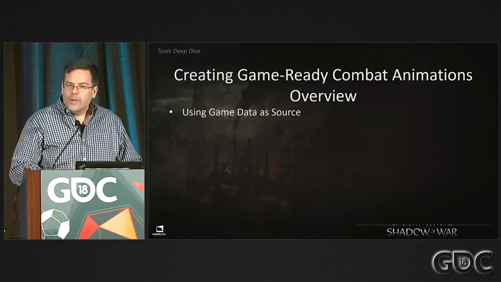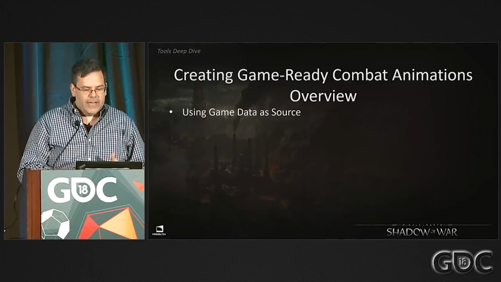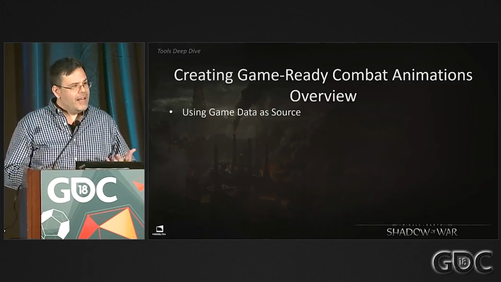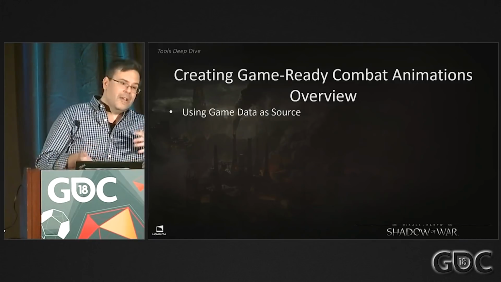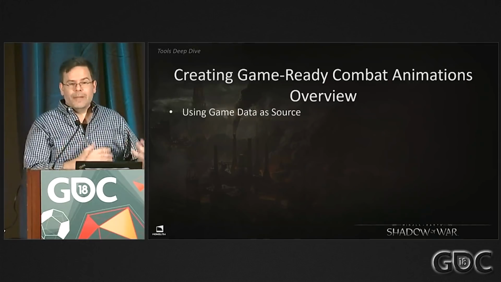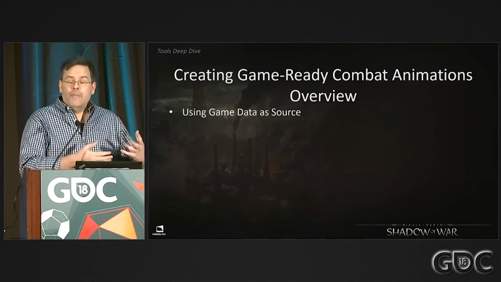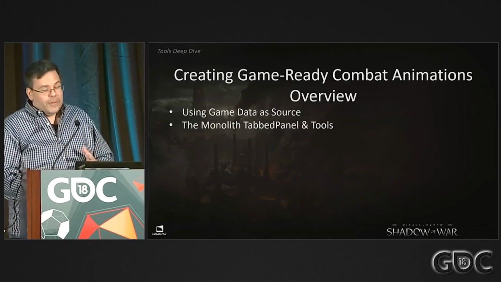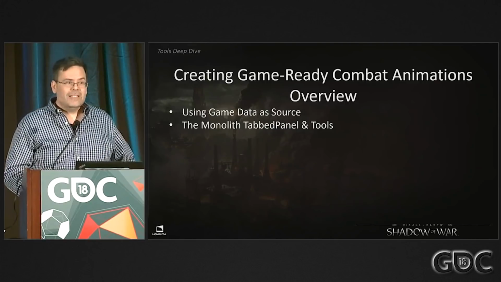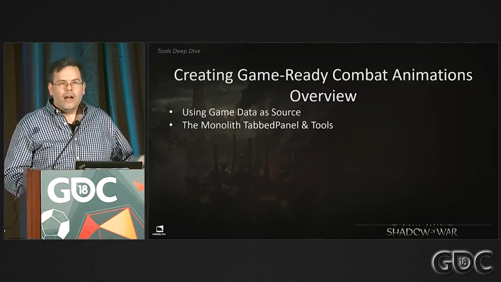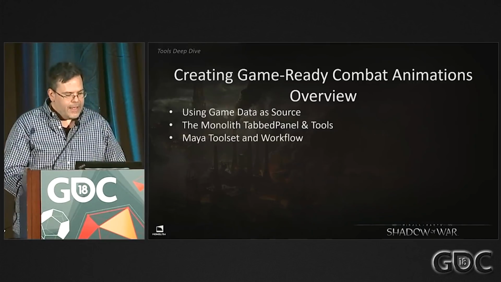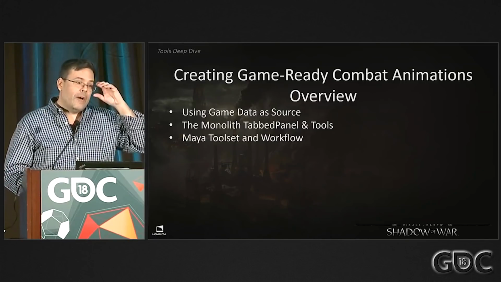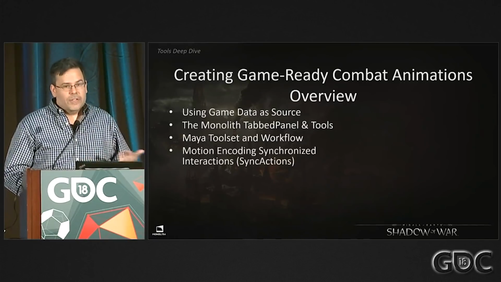Here's an overview of how this part of the talk is going to proceed. I'm going to talk first about something that's unique to Monolith, how we use our game data as the source. We don't save Maya scenes, we don't back up Maya files or build rigs up front. We pull data right in from the game data and build our scenes from scratch. The Monolith tab panel and our tool set allow us to have this two-way information flow between our working space and our game data. Then our Maya tool set and some of the neat tricks and our philosophy of how we deal with animation polish and using motion capture.